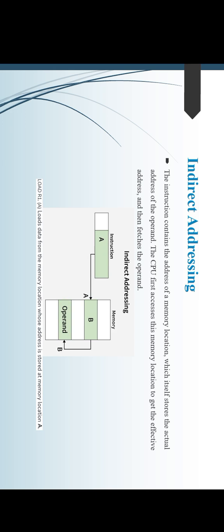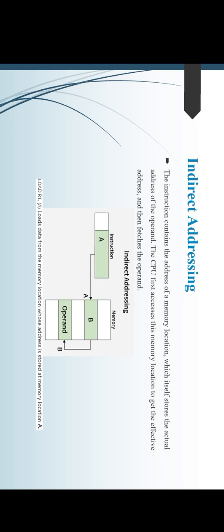That means, for example, LOAD R1, A. It loads data from the memory location whose address is stored at memory location A. Here LOAD is the opcode and R1 is the destination register. A contains the address of the data, and the data at that address, the operand, is copied into R1. For example, if A is equal to 5000, then memory location 5000 holds the value.